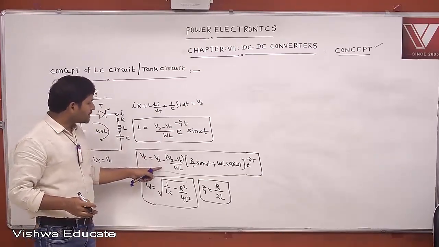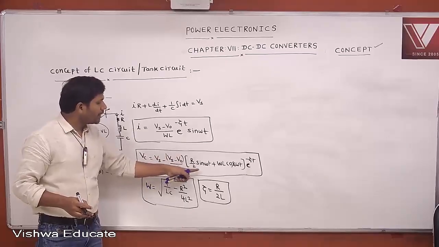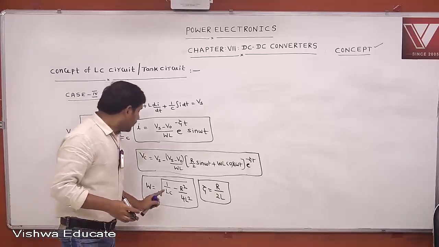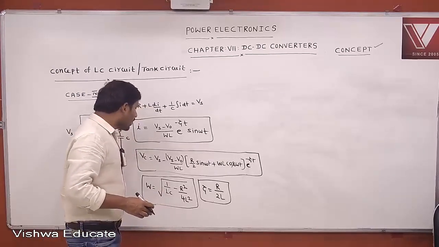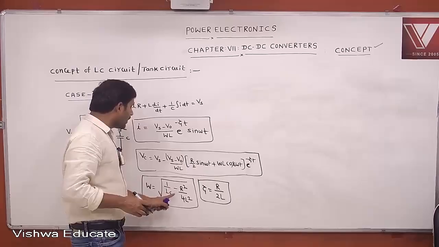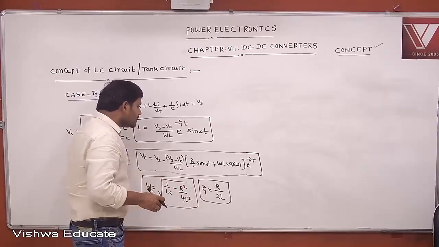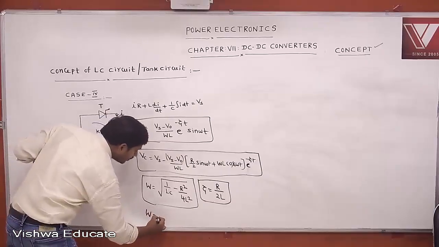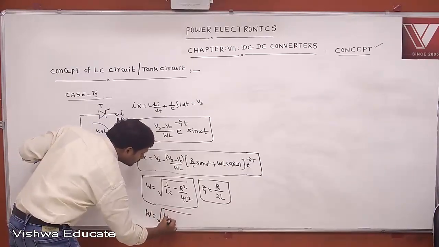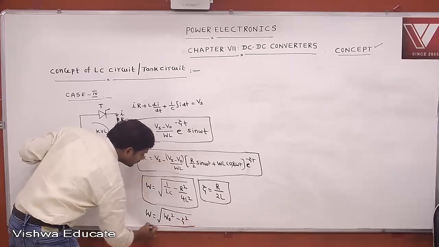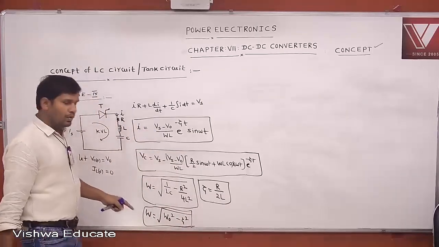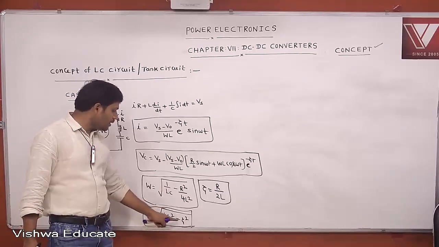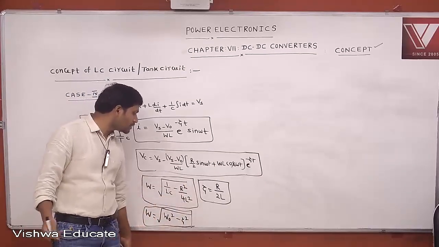This Vc equal to Vs minus V0 by omega L into R by 2 into sin omega t plus omega L cos omega t, into e power minus zeta t, where omega equal to square root of 1 by LC minus R square by 4L square. That is zeta. That means omega is nothing but the square root of omega naught square minus zeta square. Omega naught is 1 by root LC; its square is 1 by LC, and zeta square is R square by 4L square.